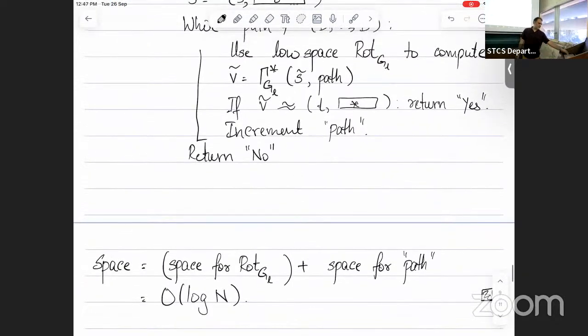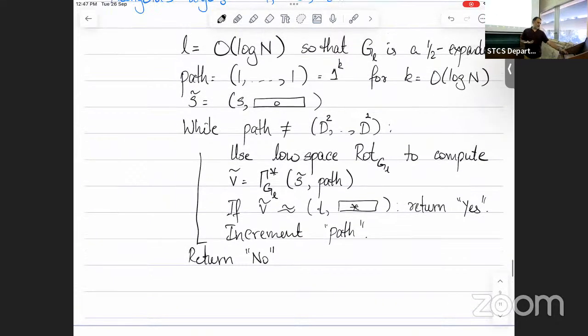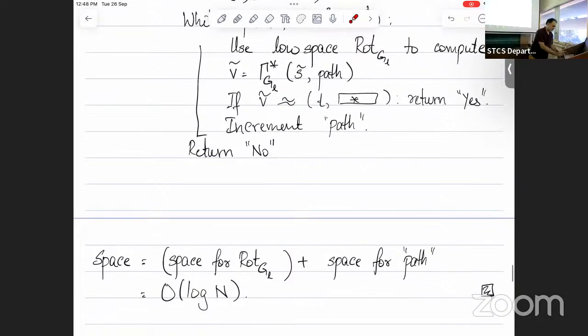And the space used in this algorithm is clearly, when I'm running this rotation map, there is something I need to store on the tape, which is what path am I currently on? Like, what is this path index I'm exploring, or some initial bookkeeping? All of that is order log n space, plus whatever I need to actually run the rotation map of GL, which we saw is also going to take order of L plus log n space. And so overall, the space used is just order log n.